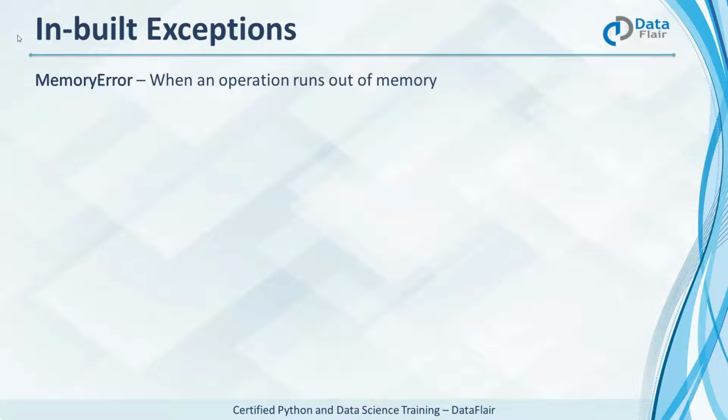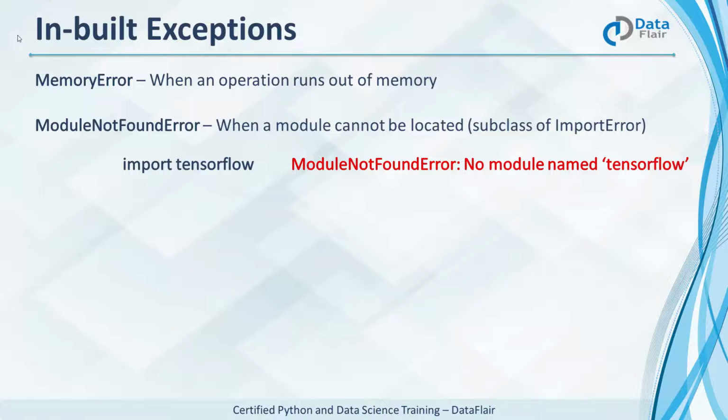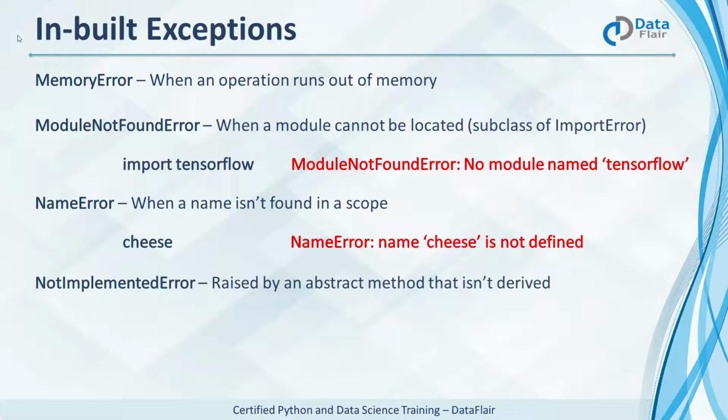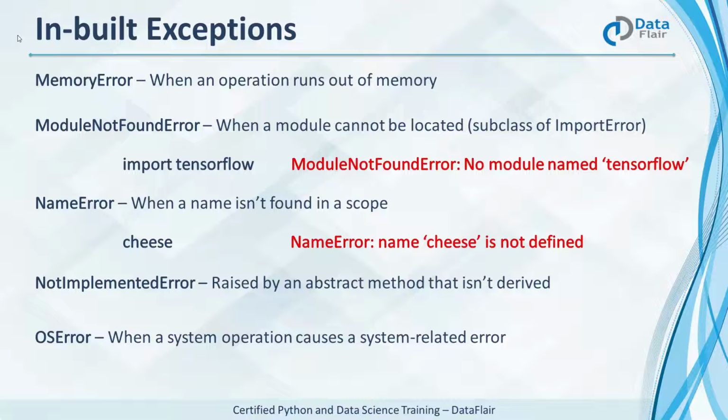When running an operation, if Python runs out of memory to hold the temporary results and keep everything going, it raises a MemoryError. And when a module cannot be located, we have a ModuleNotFoundError. This is, of course, a subclass of ImportError. And if you access the value of cheese, but you haven't defined it in this scope, this raises a NameError. If you haven't defined an abstract method, this raises a NotImplementedError. And when a system operation causes a system-related error, it raises an OSError.